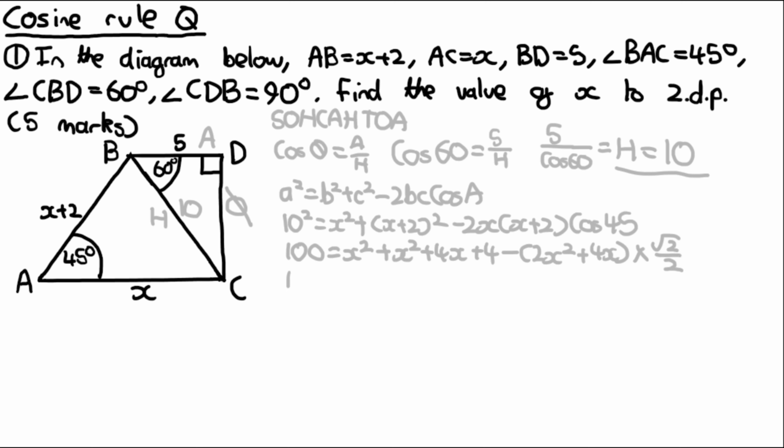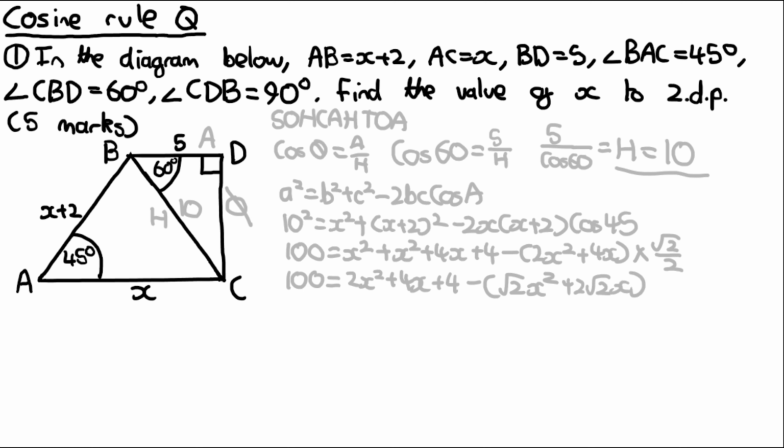We do more simplifying. 100 is equal to x squared plus x squared, which is 2x squared plus 4x plus 4. We're going to leave the minus on the outside for now, and we're going to times this by this. 2x squared times root 2 over 2. You can put it to a calculator or realise that the denominators will cancel out in order to give root 2 x squared, and then by the same logic or using your calculator, it's going to be 4x times root 2 over 2. The denominator will cancel out to give the remaining 2 over here to give plus 2 root 2 x.